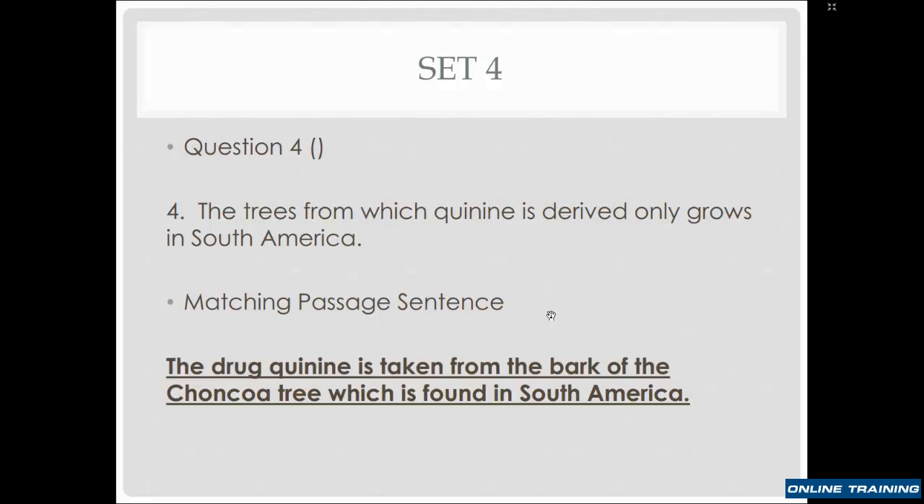When you look at the passage, maybe it is only in South America. Maybe it is. We don't know. The passage sentence doesn't say it. It's missing. Again, that's an example of not given. Okay? Are you getting it?